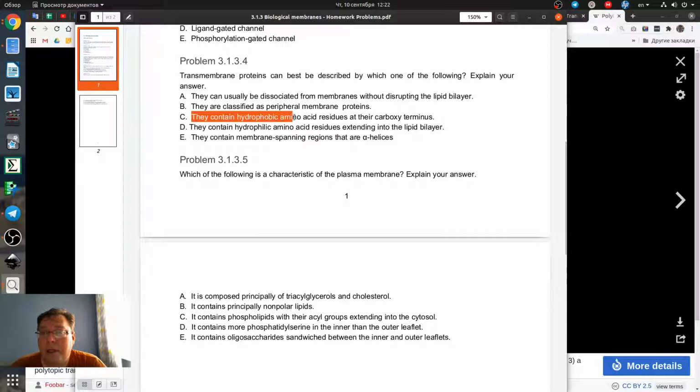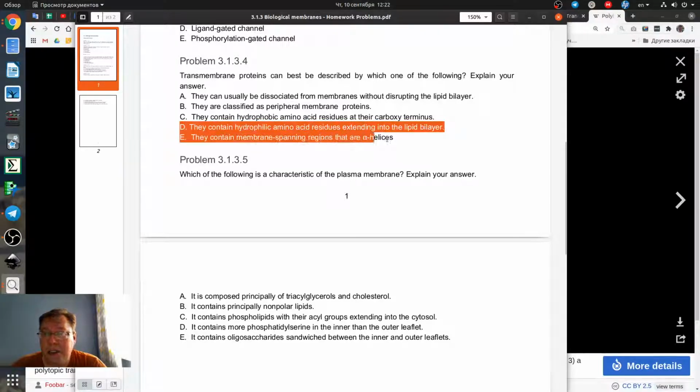They contain hydrophobic amino acid residues in their carboxyl terminals. No, because hydrophobic amino acids have to interact with residues of fatty acids inside the membrane. D, no. So A is wrong, B wrong, C wrong. They contain hydrophobic amino acid residues extending into the lipid bilayer. Yes, into. They have to interact with fatty acid residues. They contain membrane-spanning regions that are alpha helices. It's very possible. So the true answers are D and E.